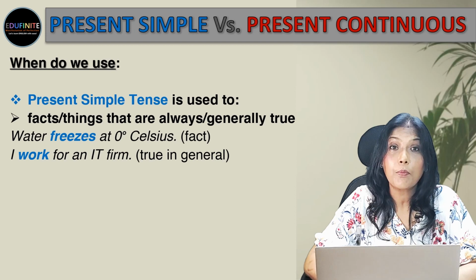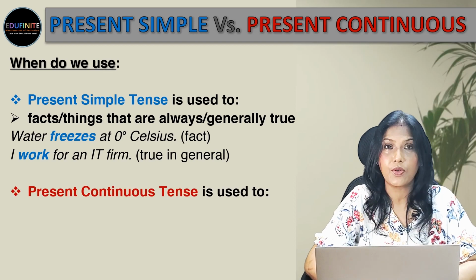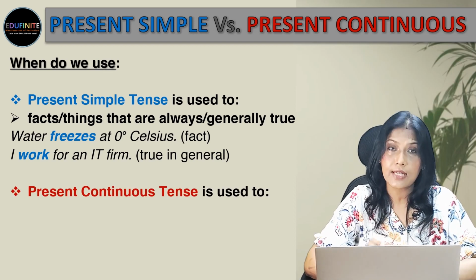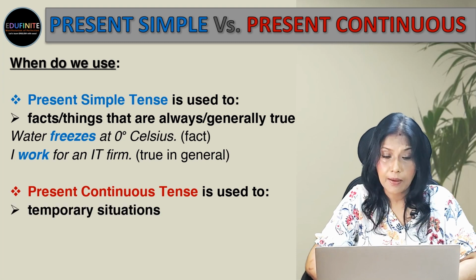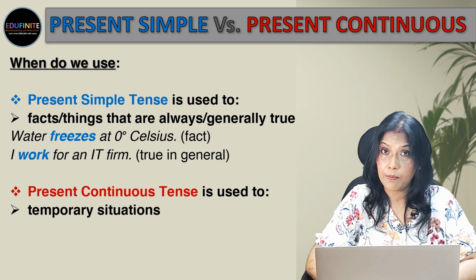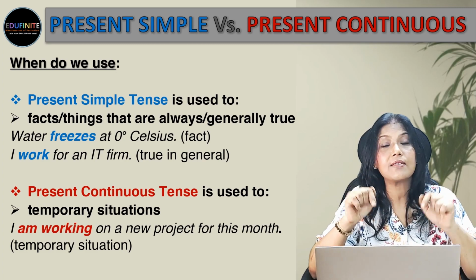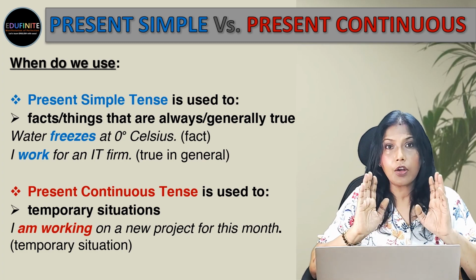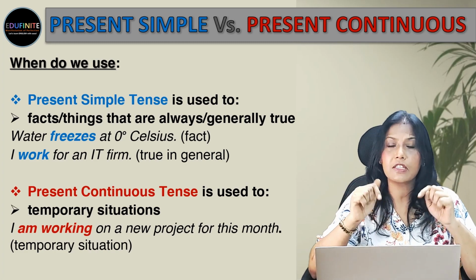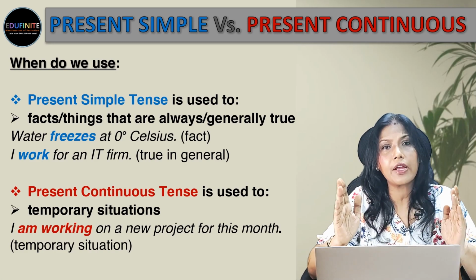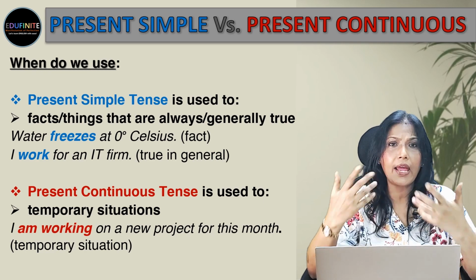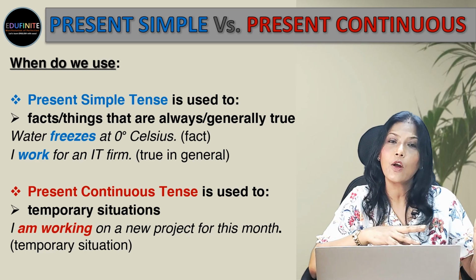Next, we come to present continuous tense or present progressive tense. Now, present continuous tense is used to refer to temporary situations. So what temporary situations? I'm working on a new project this month. I'm working on a new project. That means only for this month. So this is a temporary situation. Like from next month, maybe I'll shift over to my old project.